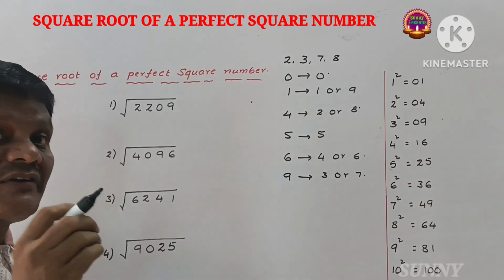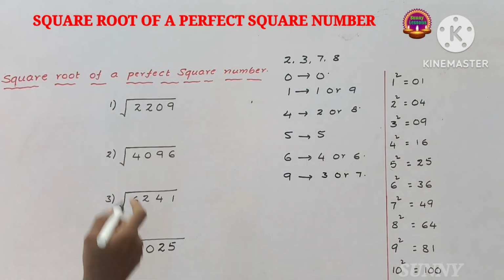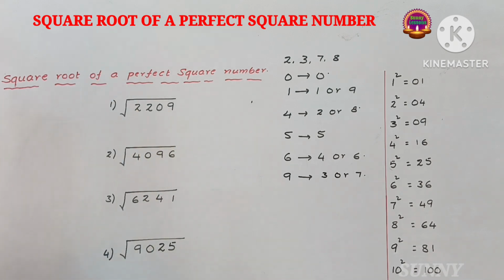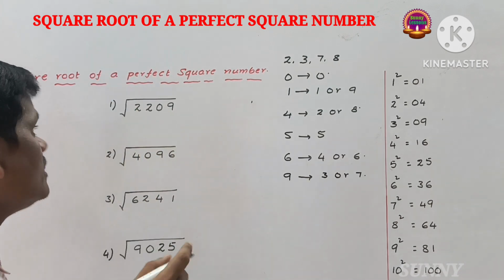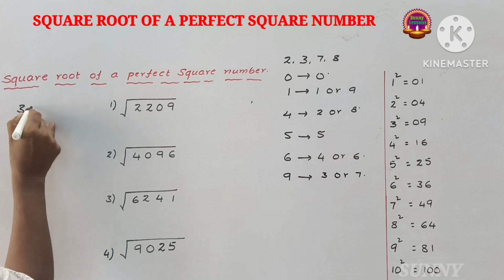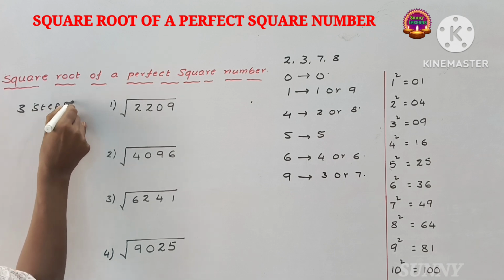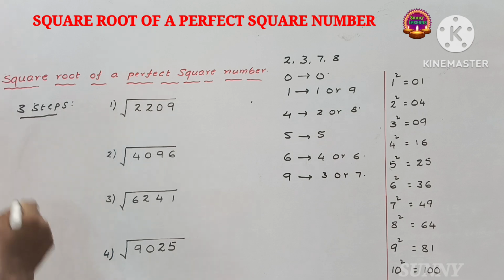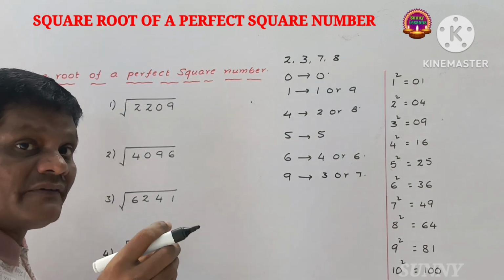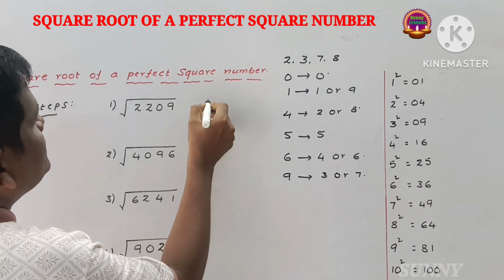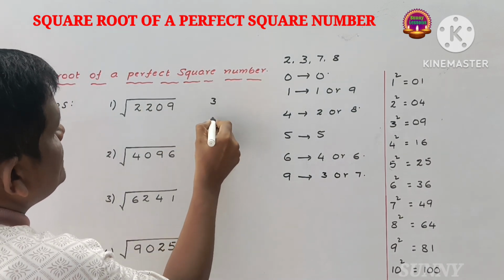Square root of a perfect square number. Here, the square root of 2209. In this case, we have to follow 3 steps. First step: when the perfect square number has last digit 9, the root ends in 3 or 7.